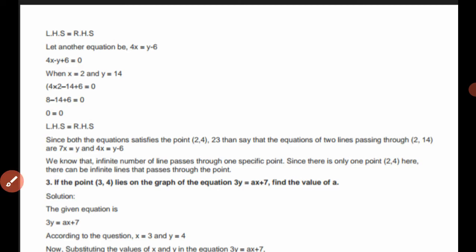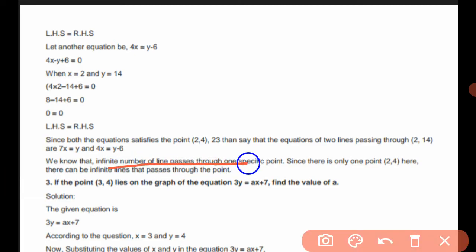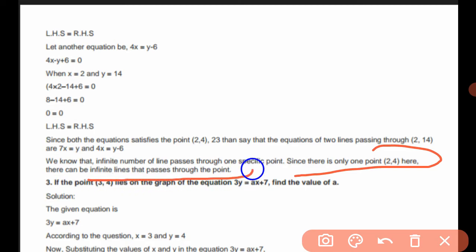So we can say that since both the equations satisfy the point (2, 14), these are the equations of two lines passing through (2, 14): 7x equals y and 4x equals y minus 6. So we know that an infinite number of lines can pass through one specific point. Since there is only one point here, infinite lines can pass through this point.